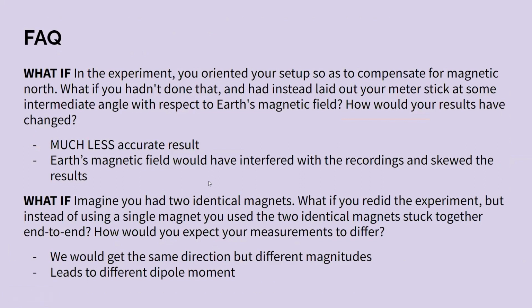And so for the first what-if question, it would basically yield a much less accurate result, and the Earth's magnetic field would interfere with the recordings and skew the results. And for the second what-if, we would have gotten the same direction but different magnitudes, which leads to a different dipole moment.